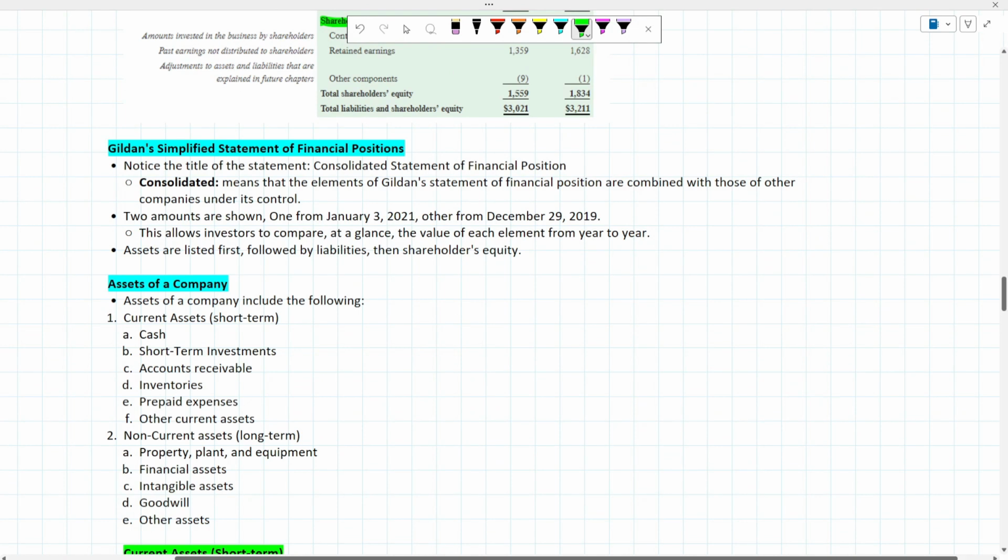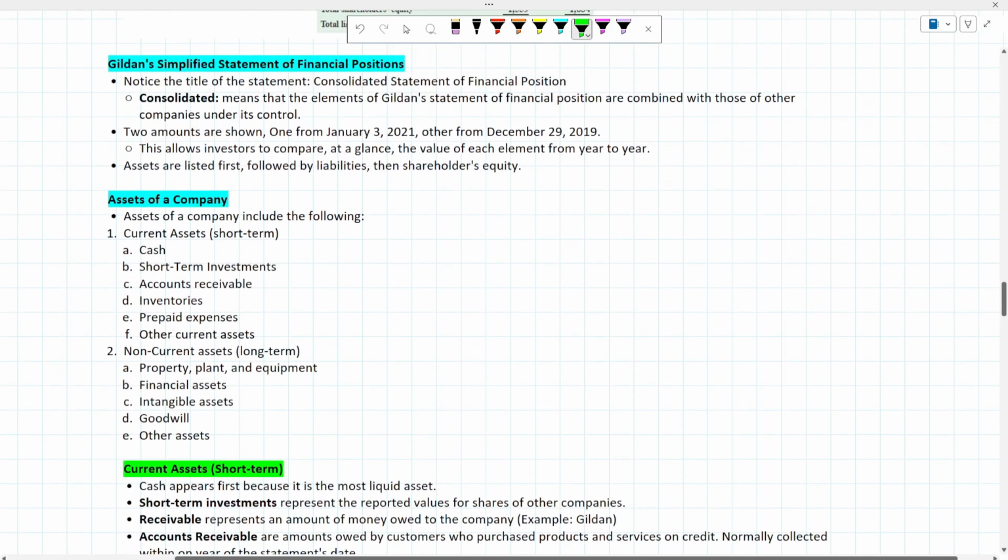So let's talk about assets of a company. So assets of a company include the following. One, you have your current assets, which is short term. So I'll highlight that in pink. So your current assets are short term. This could be cash, short term investments, accounts receivable, inventories, prepaid expenses, or other current assets. Non current assets are long term. So these include property, plant, and equipment, financial assets, intangible assets, goodwill, and other assets.